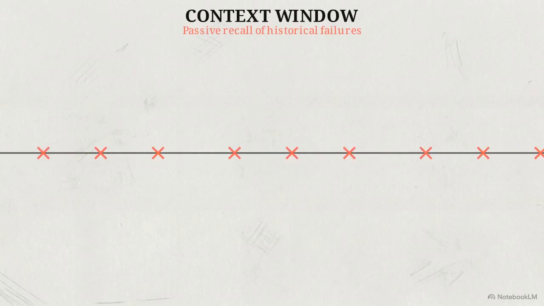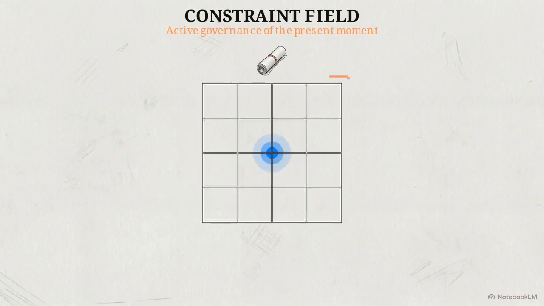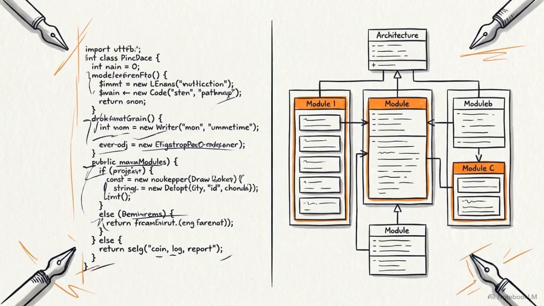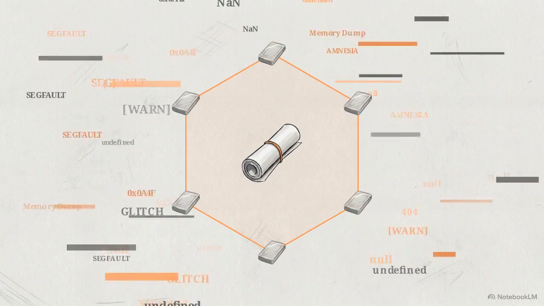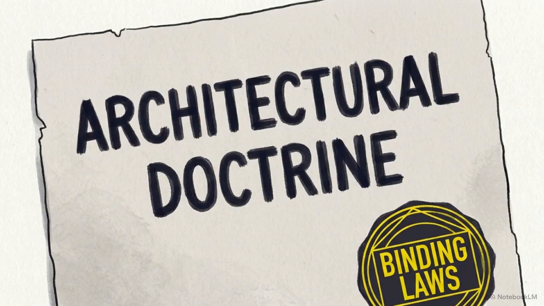Expanding the model's memory does not fix this. Being able to perfectly recall past errors is entirely different from applying a strict set of architectural rules to the present moment. The solution requires stepping outside the language model entirely to establish a constraint field. This is a singular, stable doctrine of architectural laws that persists independently, surviving every session reset. We enforce this field using the Builder Constraint Contract, or BCC.